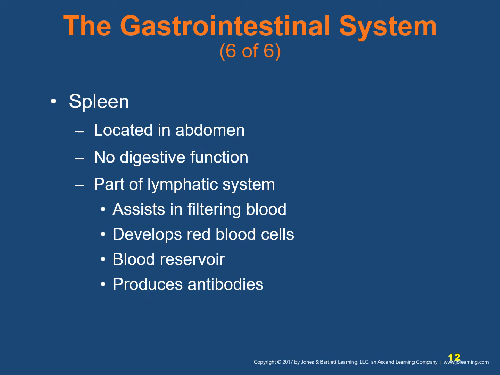Additional abdominal organs that need to be discussed are the spleen. The spleen is located in the abdomen but has no digestive function. The spleen is actually part of the lymphatic system. It also plays a significant role in relation to red blood cells and the immune system. It also assists in filtration of blood and aids in the development of red blood cells. The spleen serves as a blood reservoir and produces antibodies.